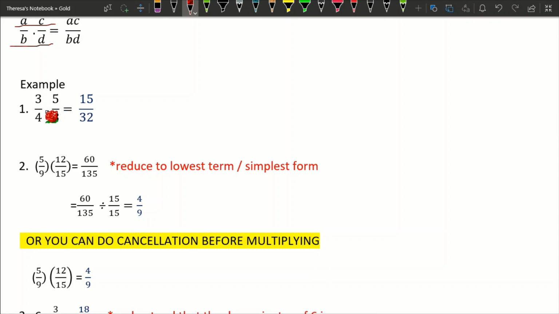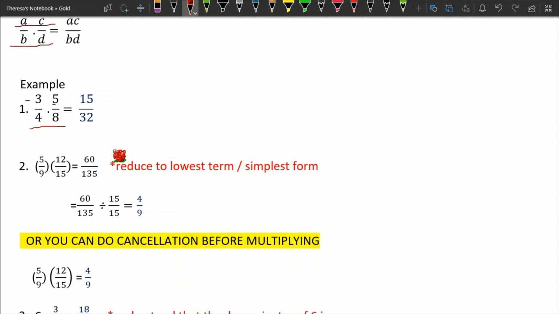So, for example, we have here 3/4 times 5 over 8. So, i-multiply natin yung 3 times 5. That will give us 15. Then, 4 times 8 is equal to 32. Ganun lang. So, multiply nyo numerator to numerator and multiply denominator to denominator.